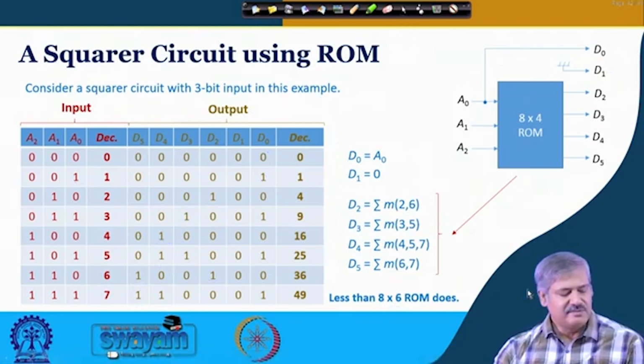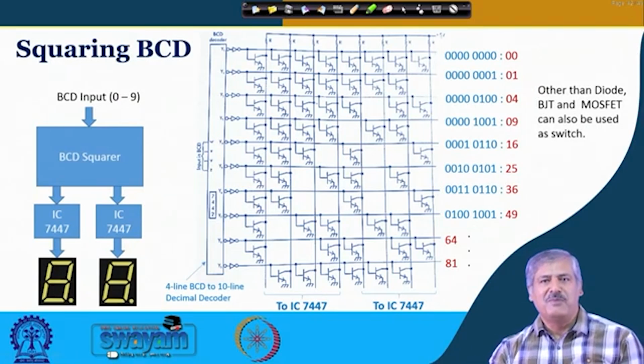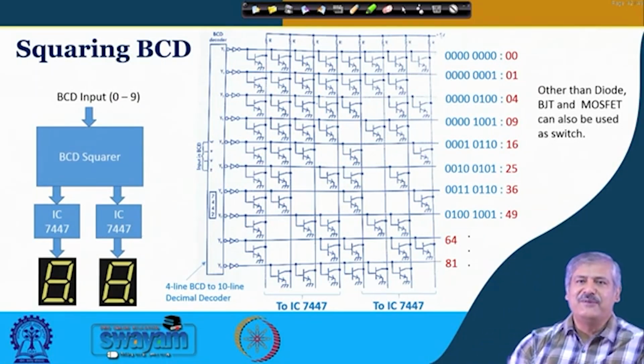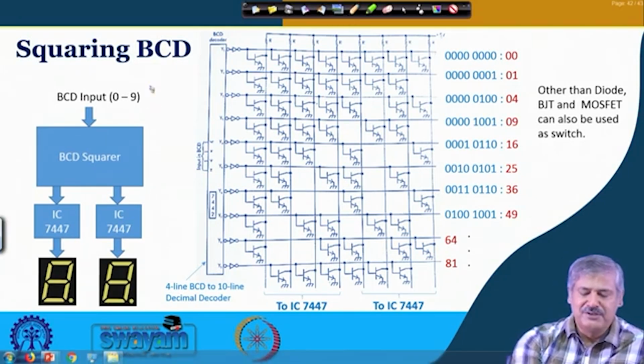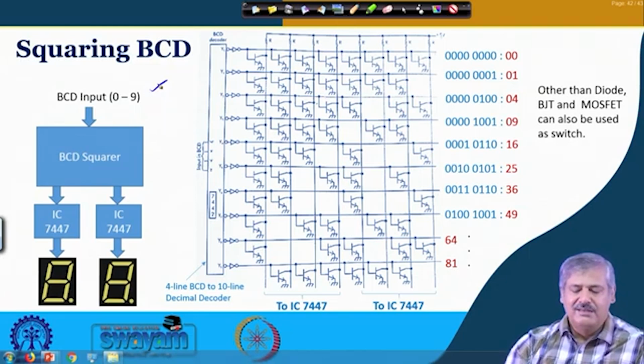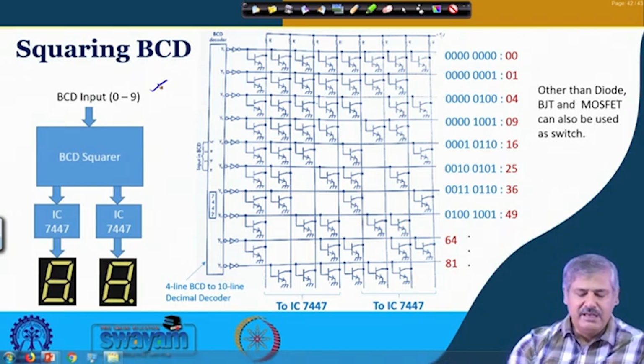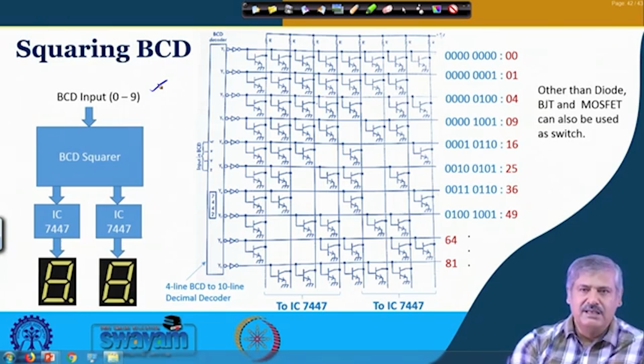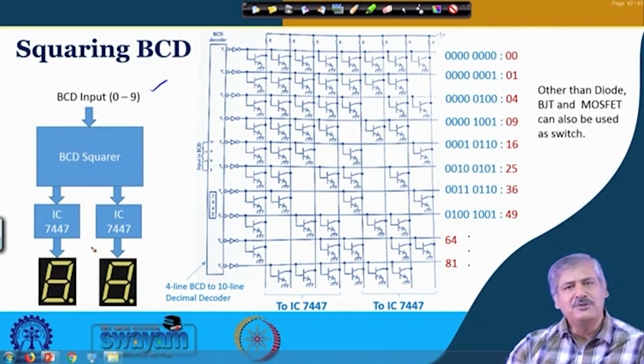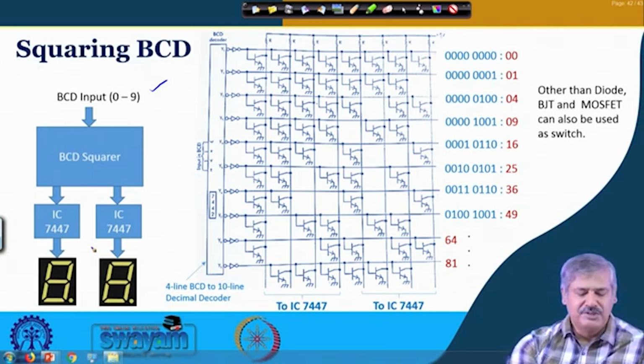Similarly, you can extend this to a more complex circuit, for example, squaring of a BCD number. The BCD input is 0 to 9, and the output could in this case be 0 to 81: 9 squared is 81, 8 is 64, 7 is 49. Here what is asked is that the output be shown in BCD format, unlike the previous one, where it was a binary format. That also is possible. How? We shall see. So, this is the BCD squarer.